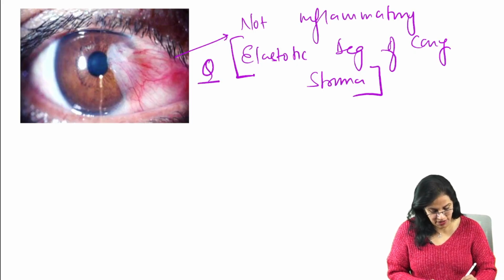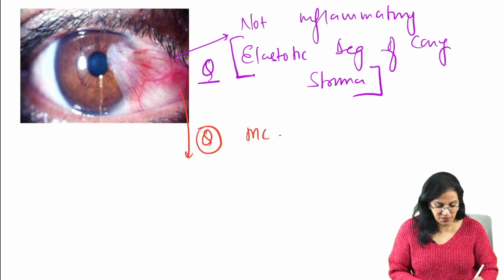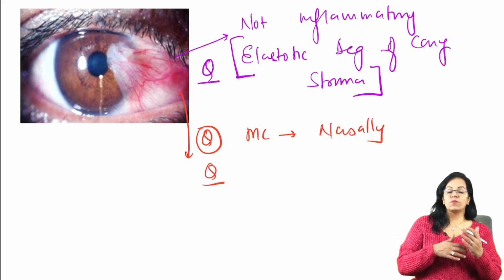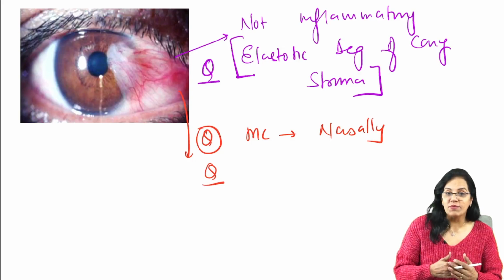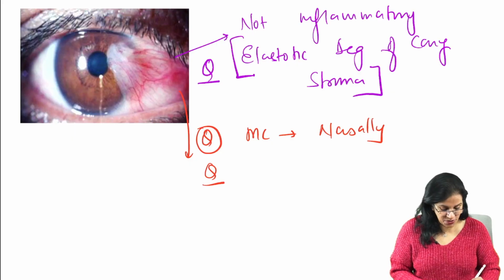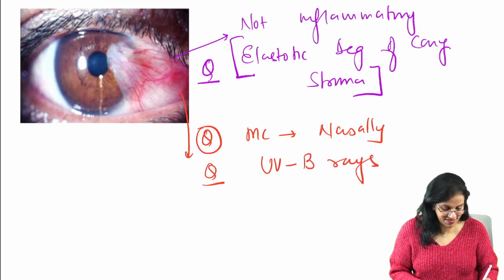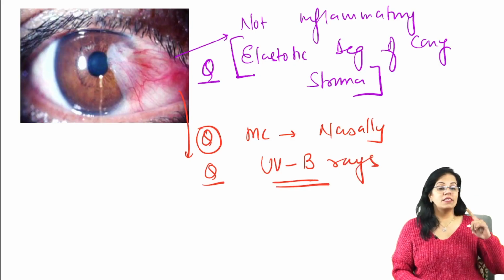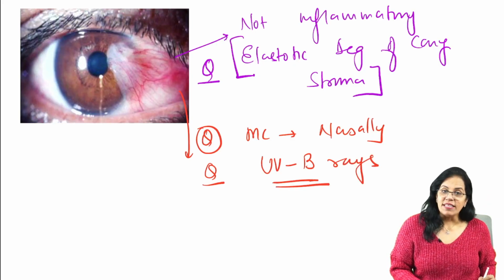Second question they have asked you in the exam is, it is more common on which side? You will say it is nasally. Then they have asked you etiology. It is exposure to ultraviolet rays. That's why it is common in tropical countries. So which ultraviolet they have asked you? You will answer it is UVB rays. Don't forget UVB rays, not A. Okay? A, where do you study? C3R treatment. Okay, next question.